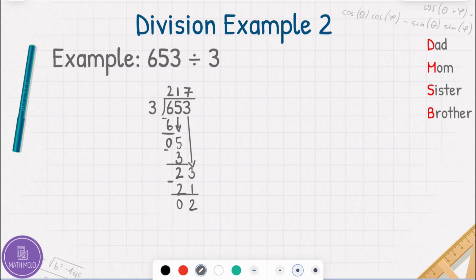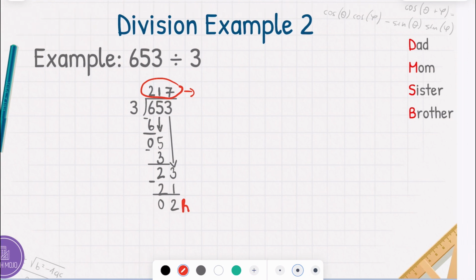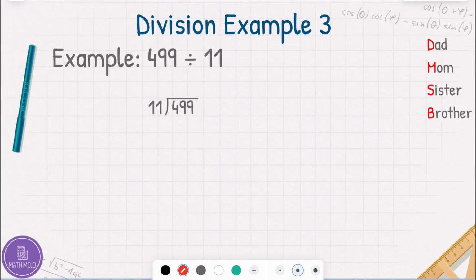So now we don't have anything else to bring down, there's nothing left, and we do have a number left, so this would be our remainder. So don't forget to write down the R for remainder, and once again, this over here is our quotient. Okay? So now moving on to our next example.